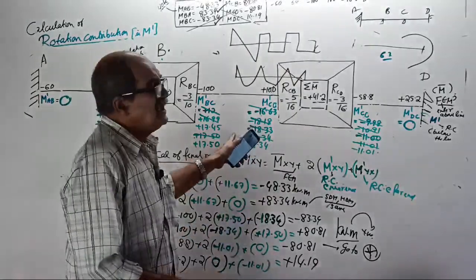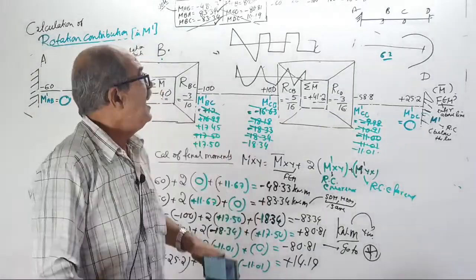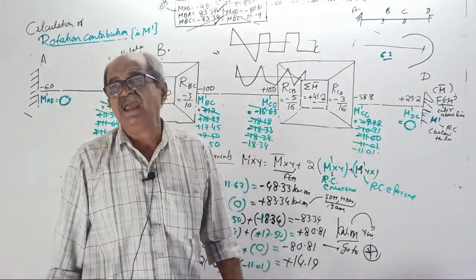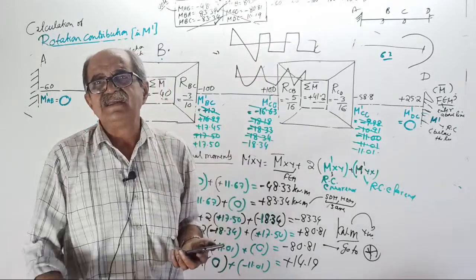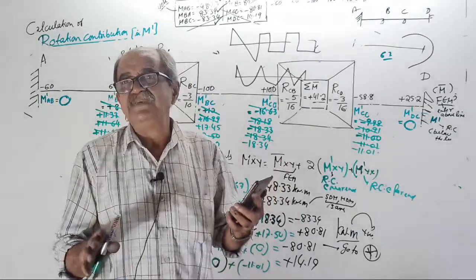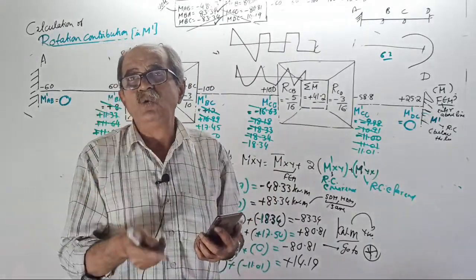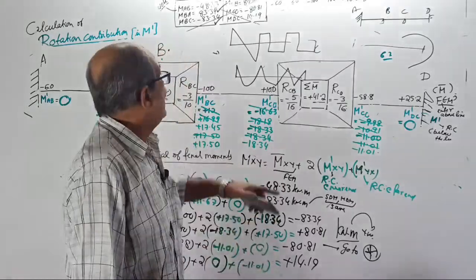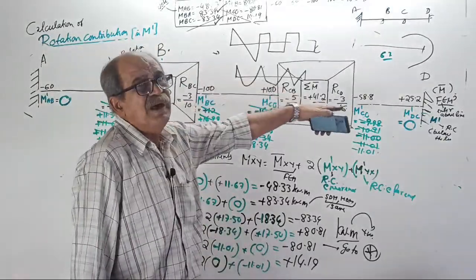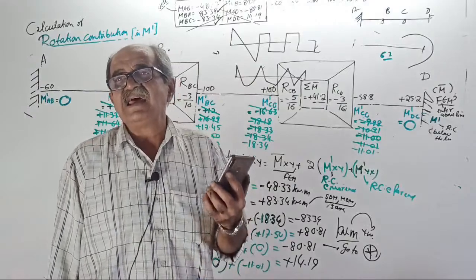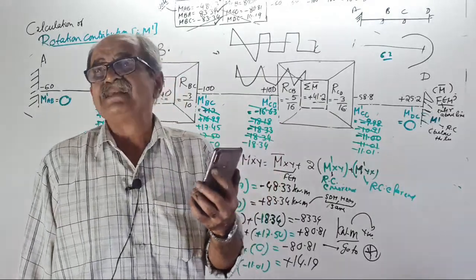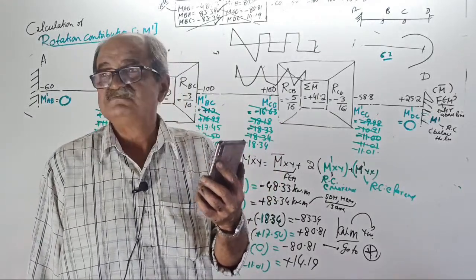Therefore, my today's YouTube class for general public is how to analyze by Kani's method and get the moment, not SFD BMD. SFD BMD already over. That first question over, second question will be continued. Okay. Now, over. This is the information only for the people who are in the group. Tomorrow, I will take the question of one side fixed, one side simple support by which method?